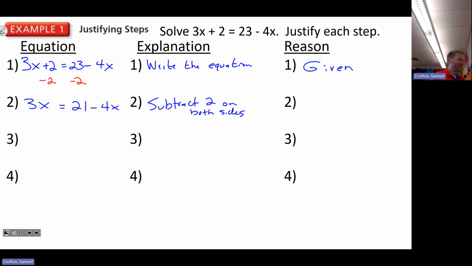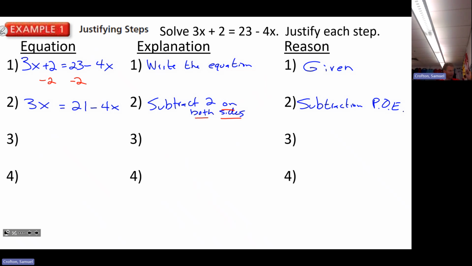And that "on both sides" is a giveaway that this is a property of equality. Specifically, this is the subtraction property of equality. And we use property of equality a lot, and that's a lot of words, so I shorthand it POE. Let's keep it going. So that's all about how I got from the first to the second.